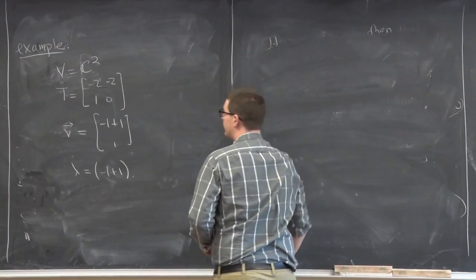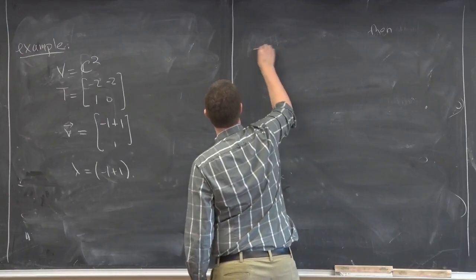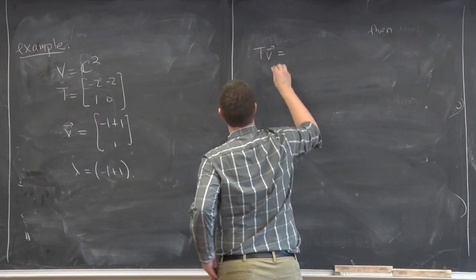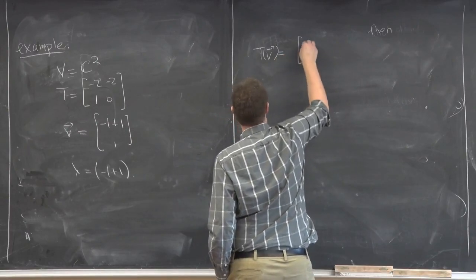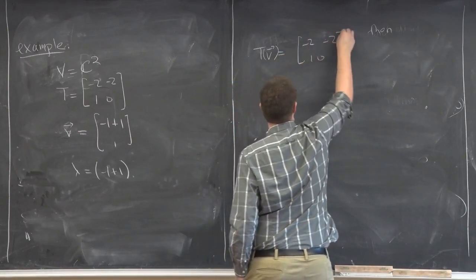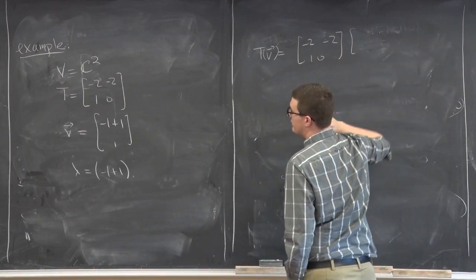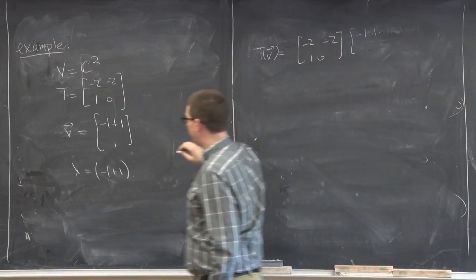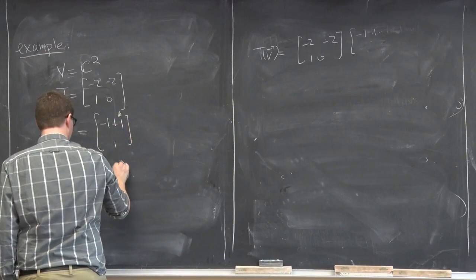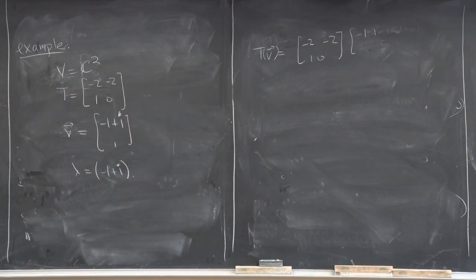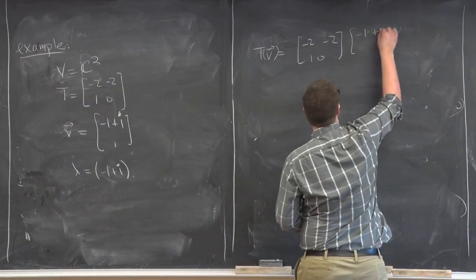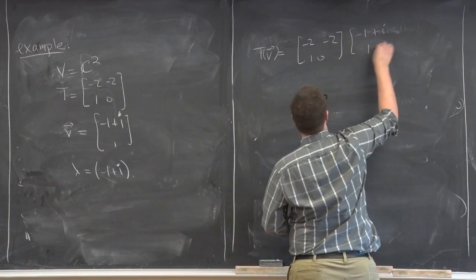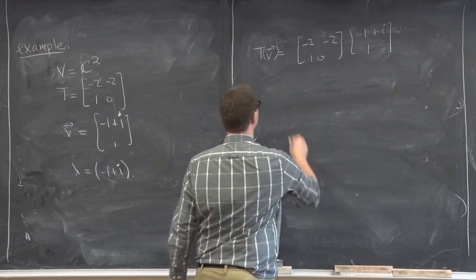So this particular one here, we're going to have TV. This is this matrix, minus 2, minus 2, 1, 0, and then we're going to take this vector here, minus 1 plus i. This is an i here, so that's not clear. So that's minus 1 plus i, and then we had a 1 here. We can just matrix multiply.